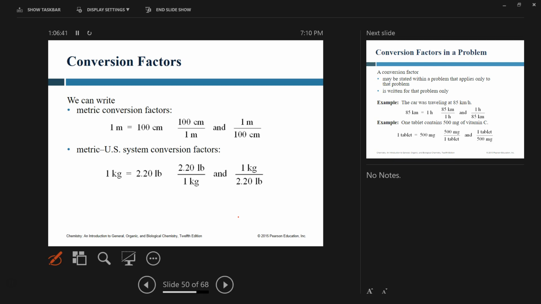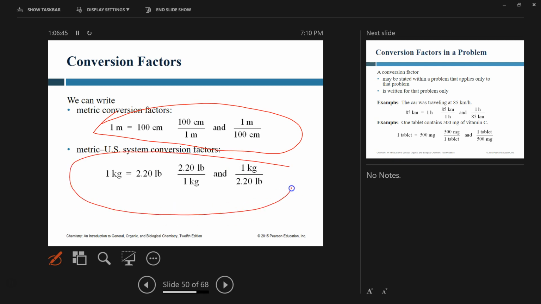This is how you write metric conversion factors. This is how you write metric US, metric imperial. Okay. So say 2.2 pounds in 1 kilo. You can also do 450 grams in 1 pound. Totally legal. Well, 454, you know what I'm talking about. That makes sense? Kind of a general idea.